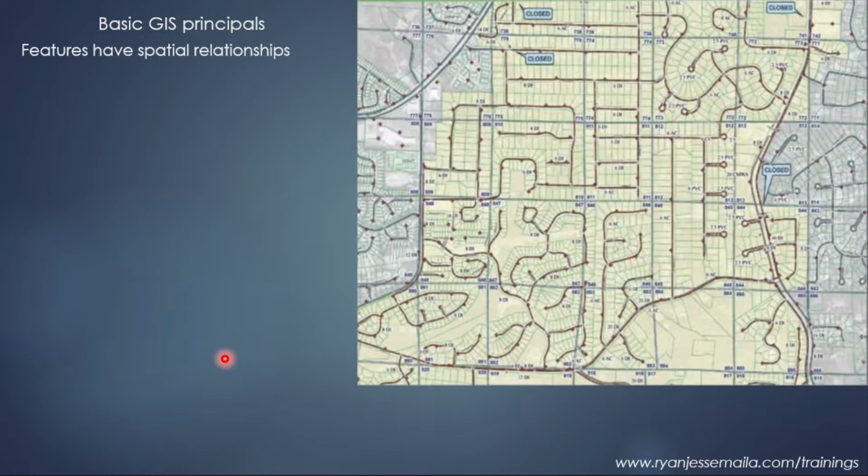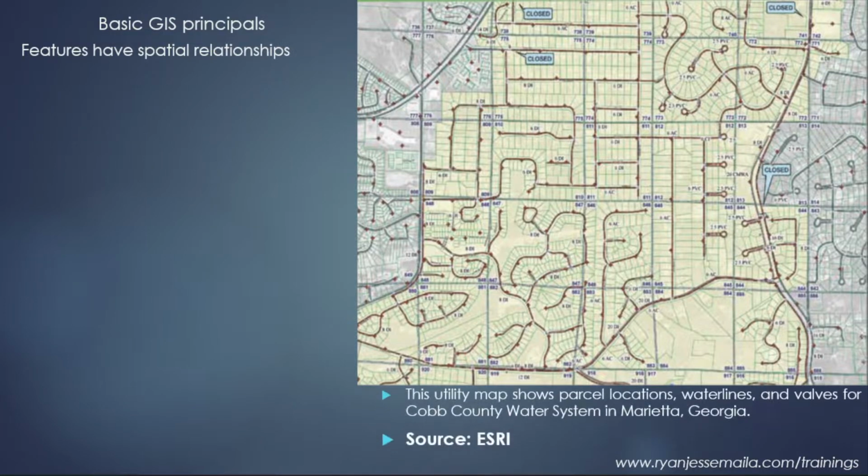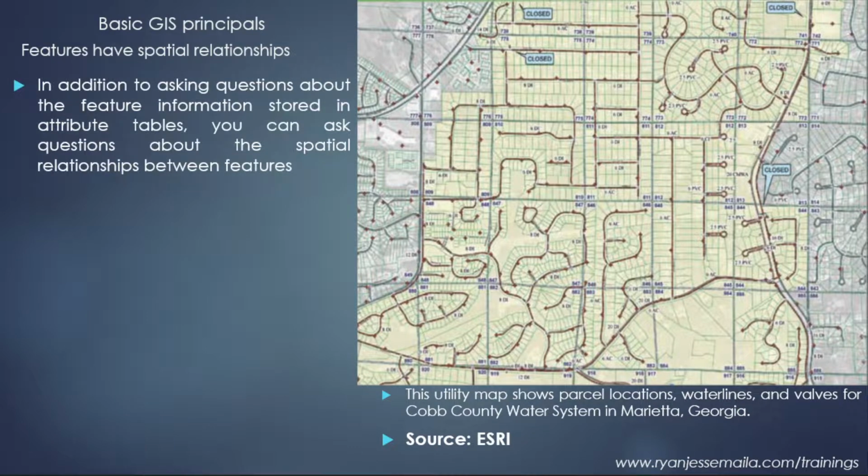So the other principle is that features have relationships, spatial relationships. Here is a map which shows the utility parcels, water lines, valves for Cobb County water system in Marietta, Georgia. So in addition to asking questions about the feature information stored in attribute tables, you can ask questions about the spatial relationships between features.